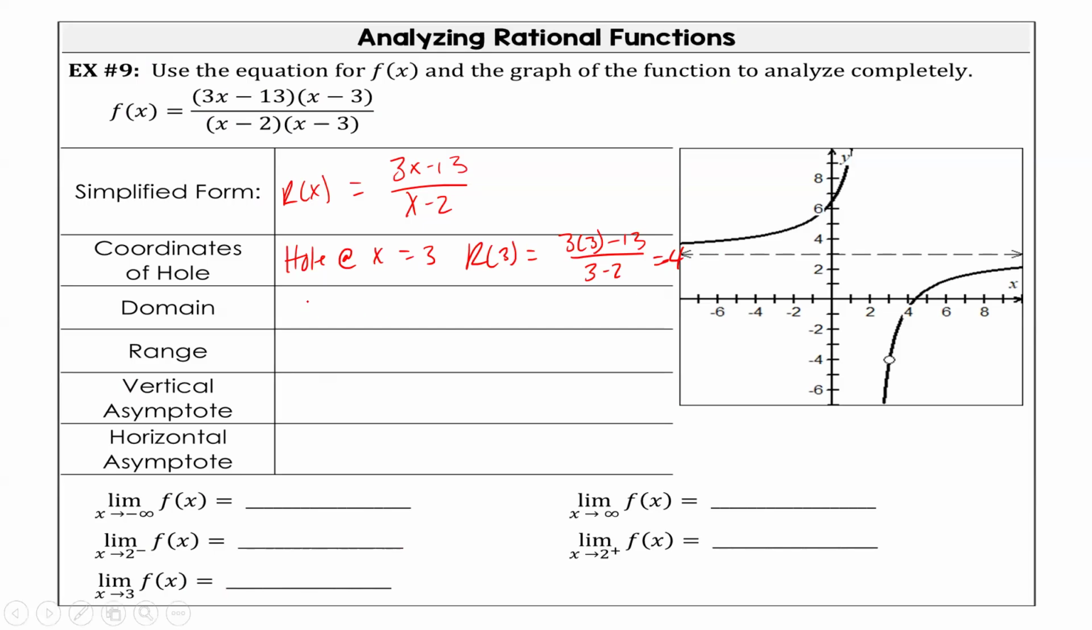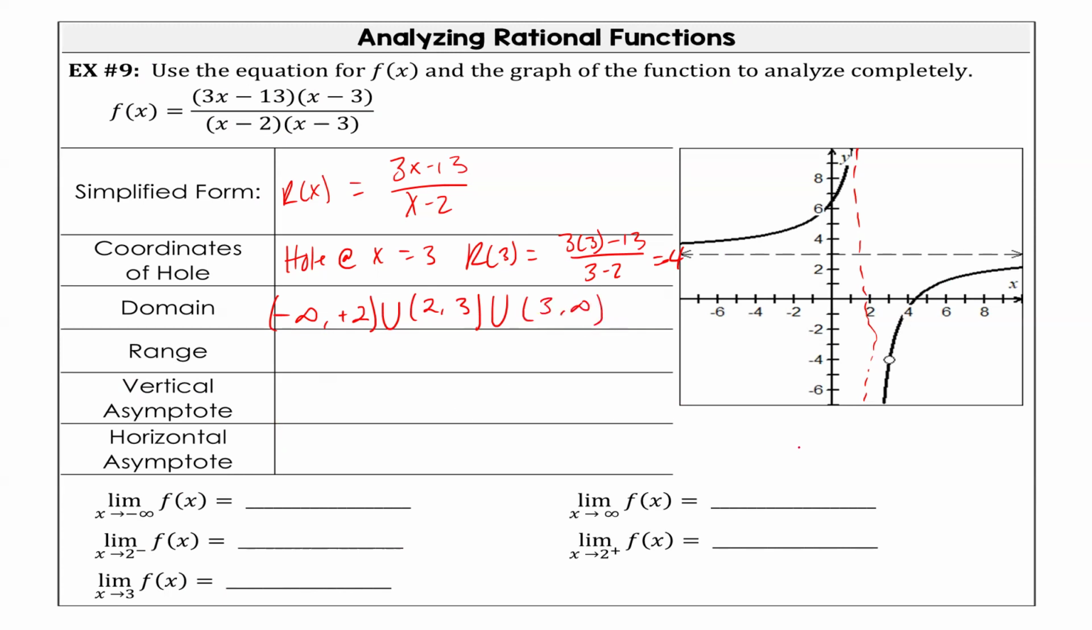Our domain: reading our graph from left to right, we have a vertical asymptote. Pretend that's a straight vertical asymptote. So reading our graph from left to right, we go from negative infinity until we hit positive 2, not -2. Then we have a pause because we have a hole here at 3. So we'll go from 2 to 3 because that's where our hole is, and then from our hole, we go from 3 to infinity.